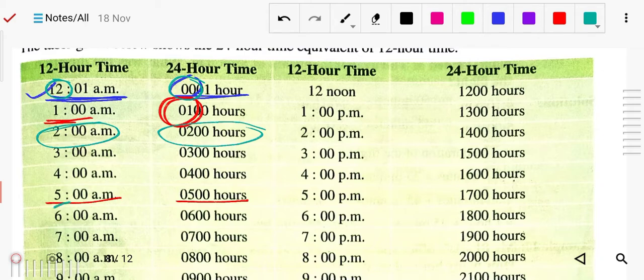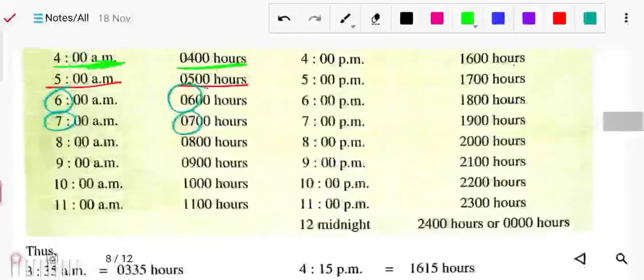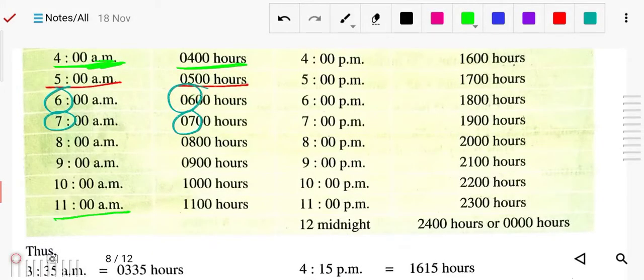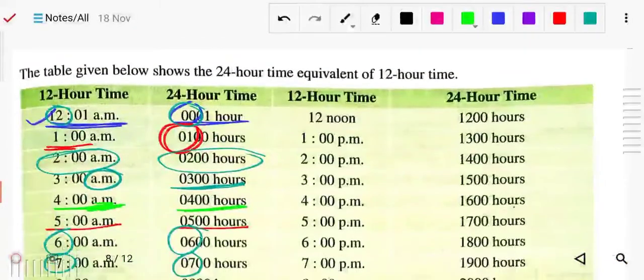Otherwise, you can see there is a 6, so here is also 6. It's a 7, so here is also 7. Whatever the time in AM, the same time will be in railway time also. Got it? If it is 4 o'clock in the 12-hour clock, the same time is there in the 24-hour clock. It is 11, here is also 11. So the AM part is okay. The change starts from 12 noon, where you can see 12 o'clock.